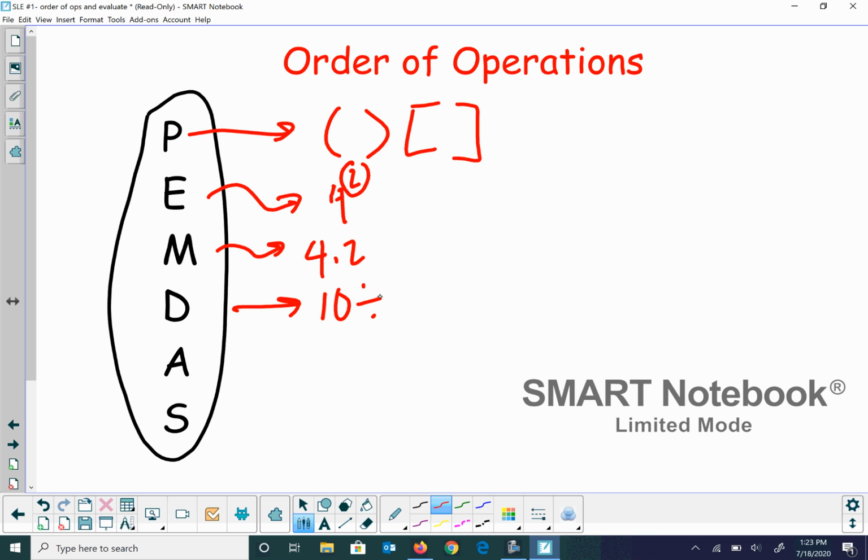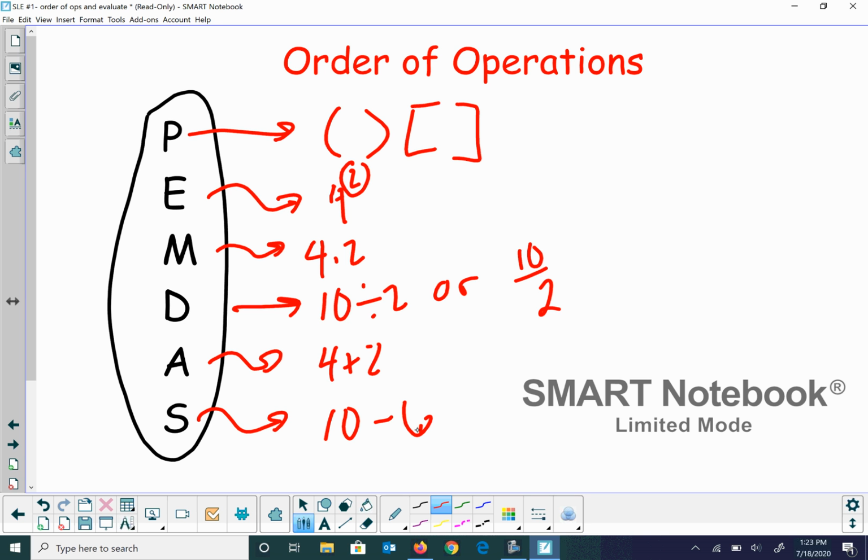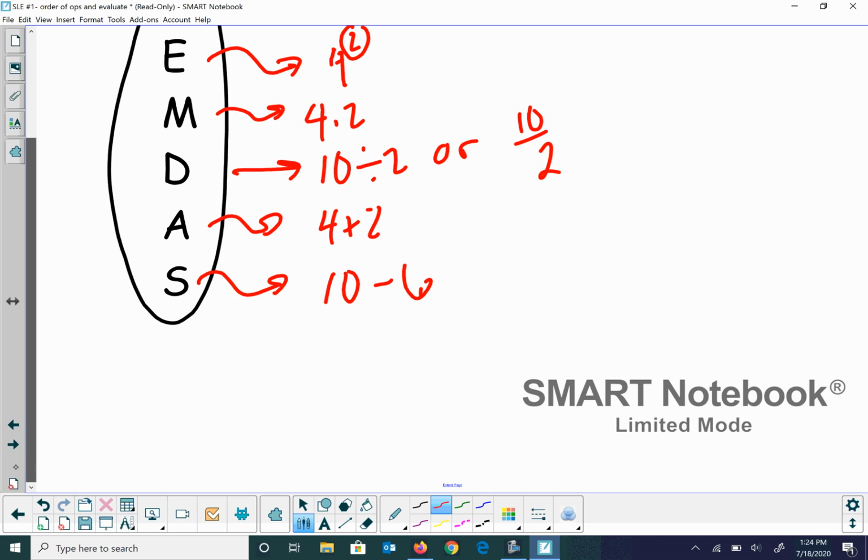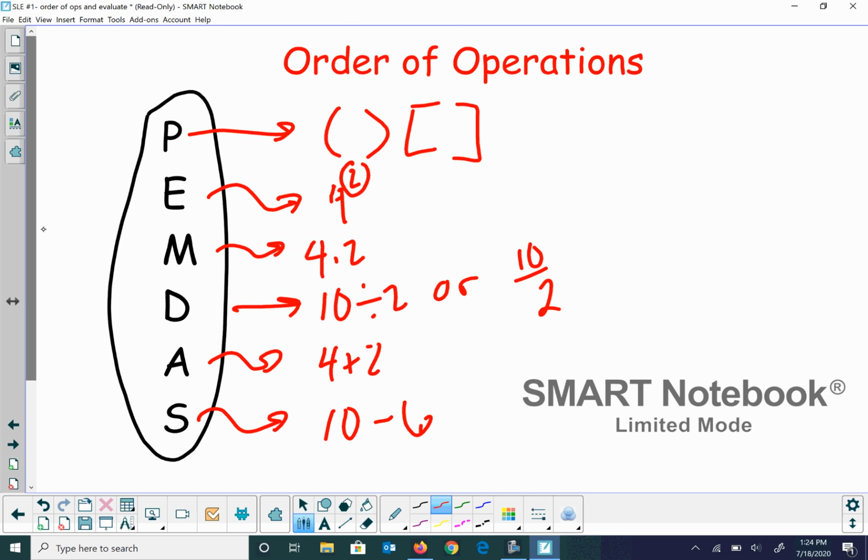10 divided by 2 is division. Or division can also mask itself like this, okay? So there are 2 different ways to look at a division problem. Addition, you've been doing that since kindergarten. It's basically counting, and subtraction is your takeaway. So those are all the situations that you deal with in math, and you go in the order of PEMDAS.